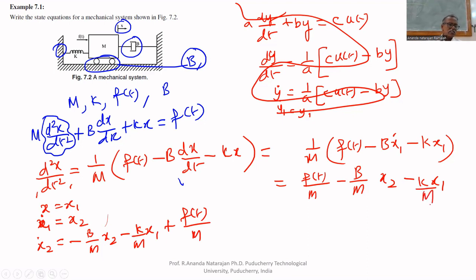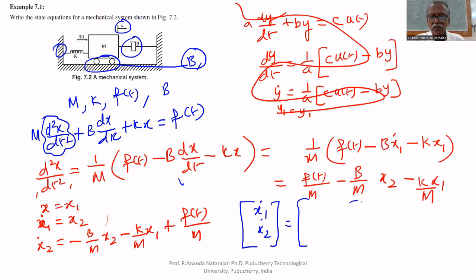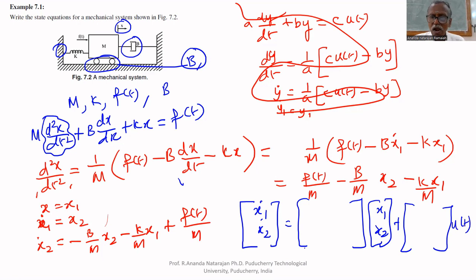That's all we got in state space model. What is the state space model in matrix form? The second order system, that's why x1 dot, x2 dot equal to, what are the two variables? x1, x2 plus, what is the input? u of t, f of t, sorry, f of t.